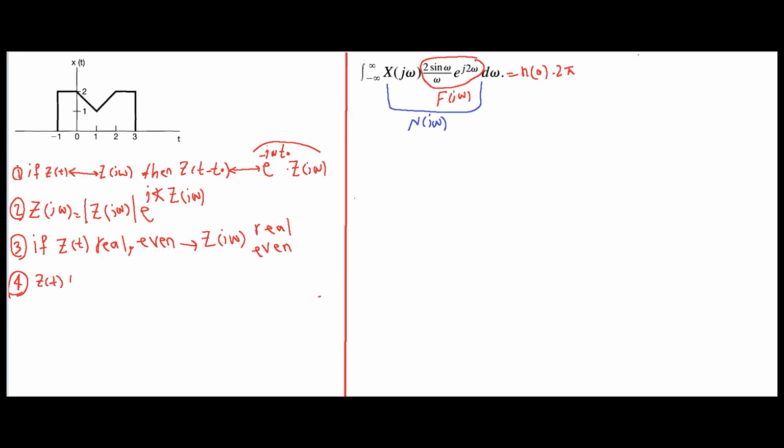Now we add a fourth point. If two signals are convolved with each other in the time domain, they will be multiplied with each other in the frequency domain. Therefore, if we take n(t) as the convolution of x(t) and f(t), then N(jω) will be equal to the product of X(jω) and F(jω). Now we already have F(jω), so we need to find its inverse Fourier transform, which gives us f(t).